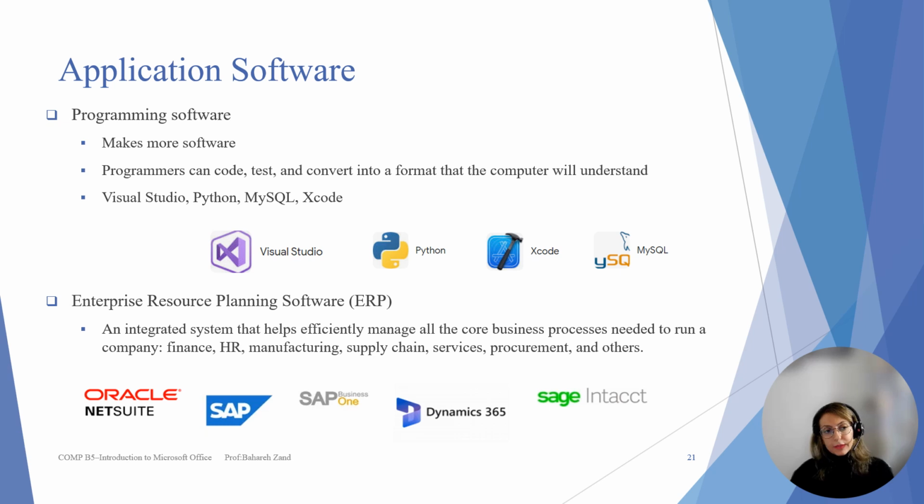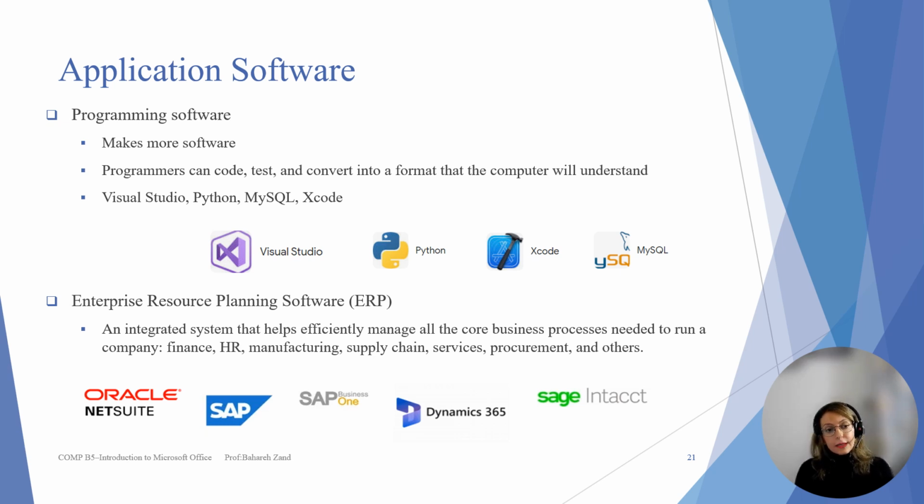Another type of application software is programming software. Programming software helps the programmer code and test the results. For example, if you are coding in Python, MySQL, Xcode, or Visual Studio, all of those are considered programming software.